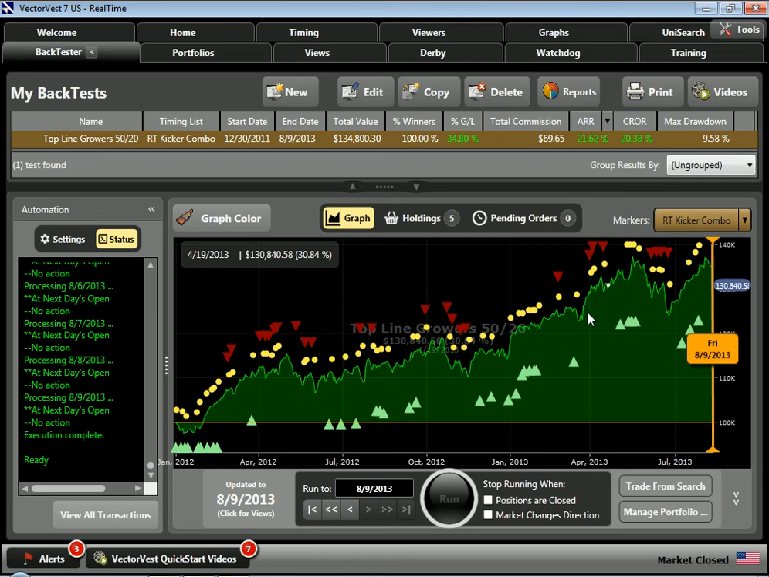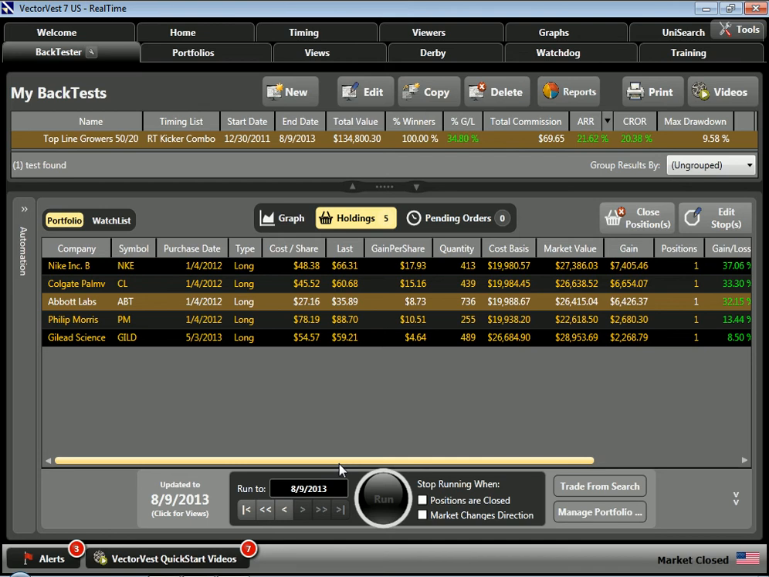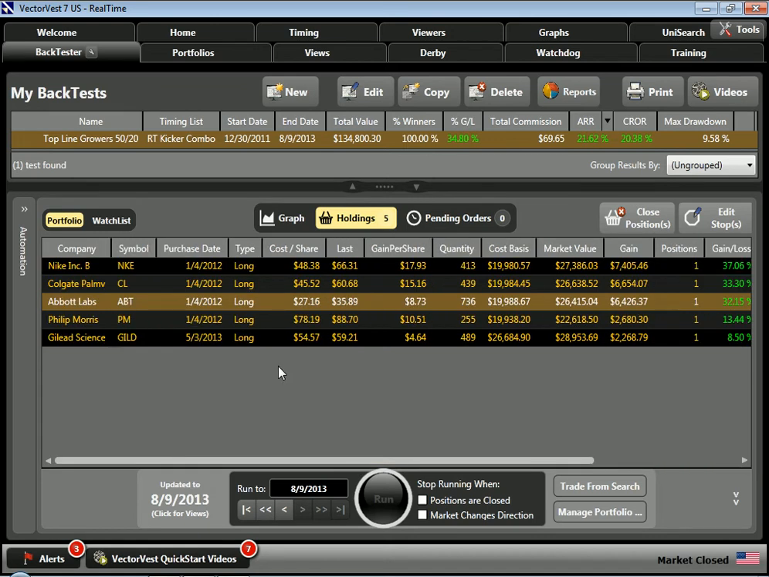And one of the things that I like about this is if we look at the holdings that are currently in the portfolio on the precipice of a confirmed down call, Nike, Colgate, Abbott Labs, Philip Morris, Gilead Science, double-digit gains in all but the last. And of course, if you want to hold on to them, you could protect them by hedging them as well. So nice results in the short term.